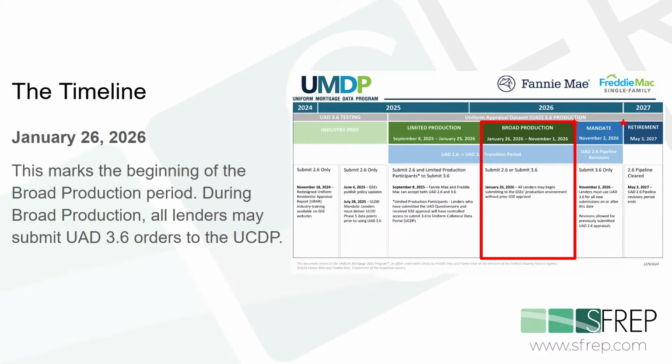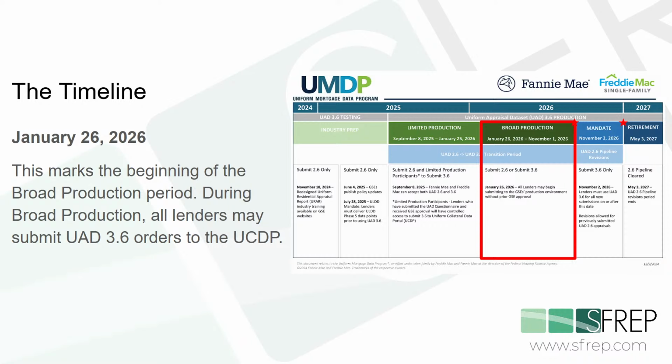Okay. The next date is going to be January 26th of next year. That's when broad production begins. That's when pretty much most of the software vendors by that point should be ready to go, and you should start seeing more and more UAD 3.6 orders come in addition to the UAD 2.6, the current UAD that you are currently working on. And as we get into the summer of 2026, I would anticipate we're going to hit a tipping point at some point where it's going to be half UAD 2.6, half UAD 3.6.